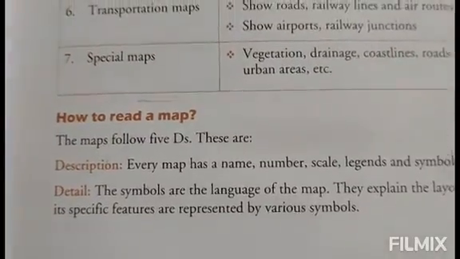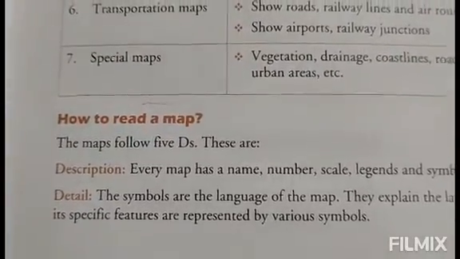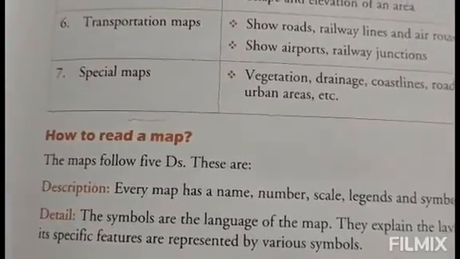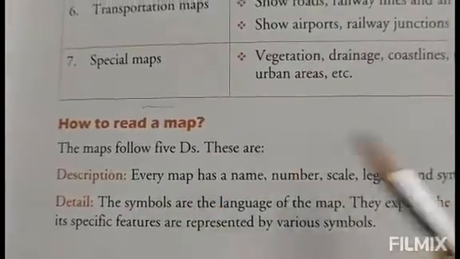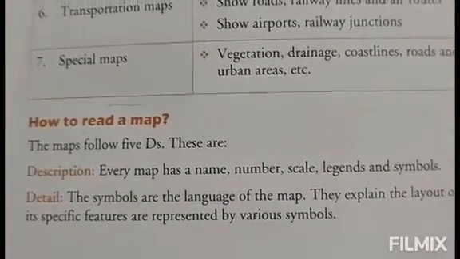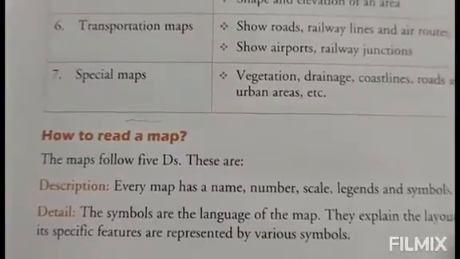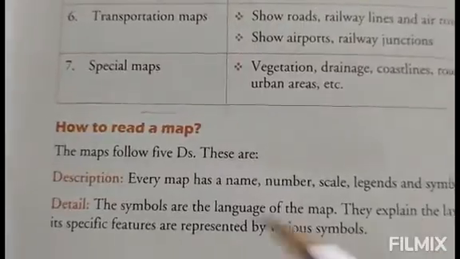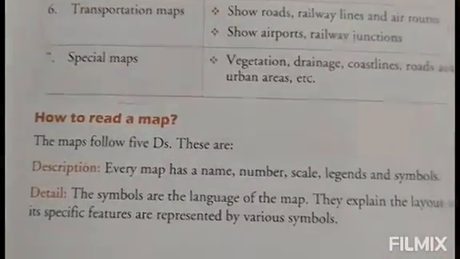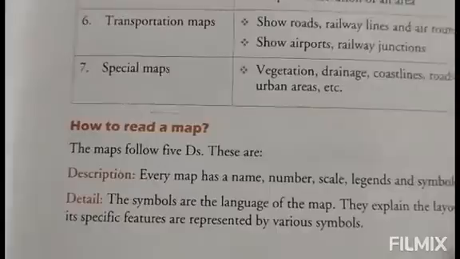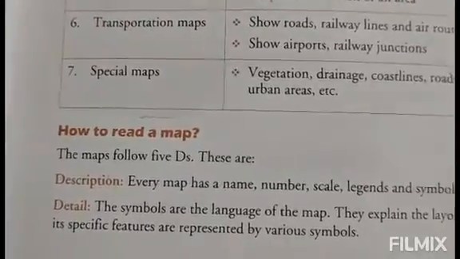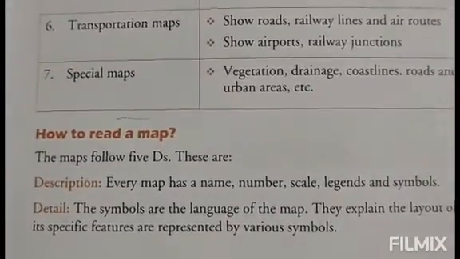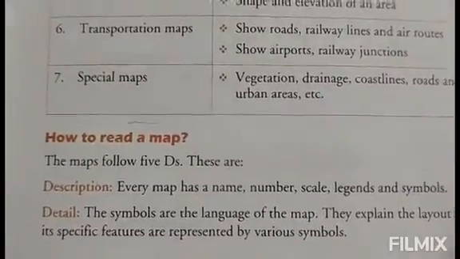Okay students, now let's understand how to read a map. Now to read a map, we need to follow 5 D's. First D is description. Every map has a name, number, scale, legend and symbols. You all know about these, right? We'll discuss this in online class in detail. Next comes the detail. The symbols are the language of map. They explain the layout, right? So this includes the symbols, the language of map. There are certain symbols given on a map to understand it in a better way, right?